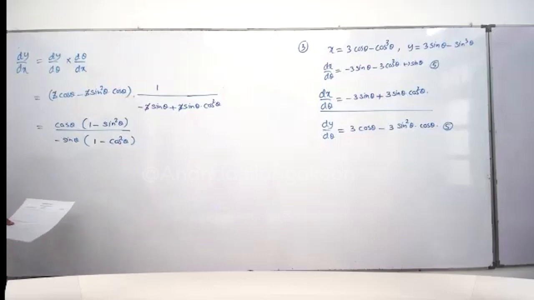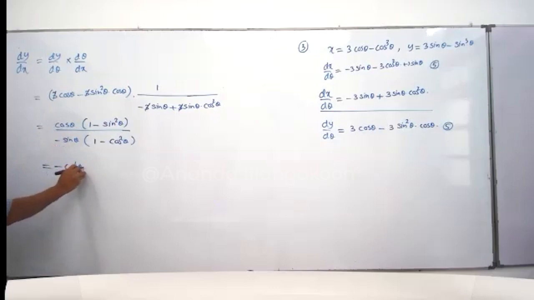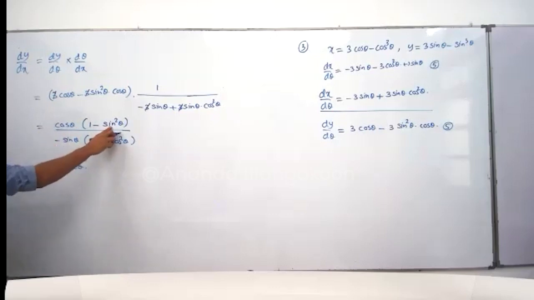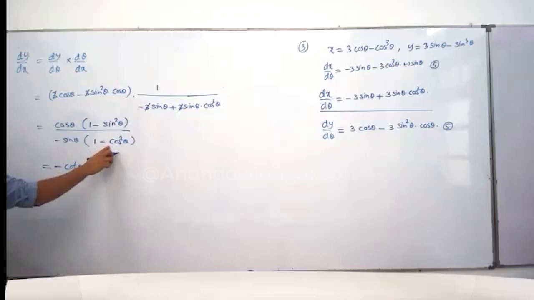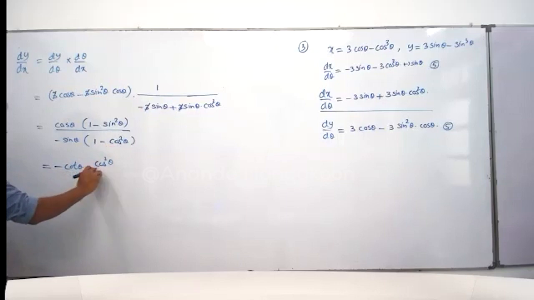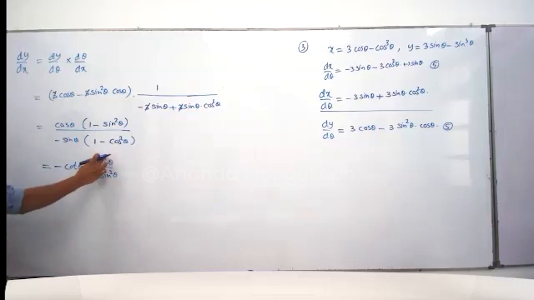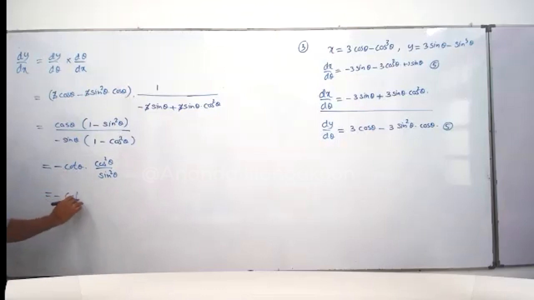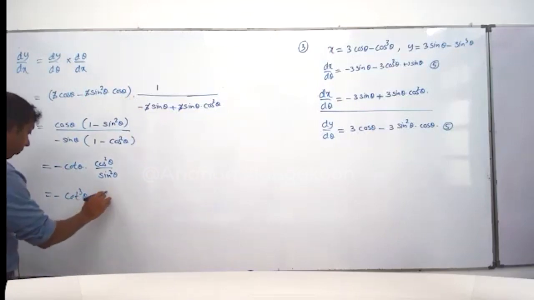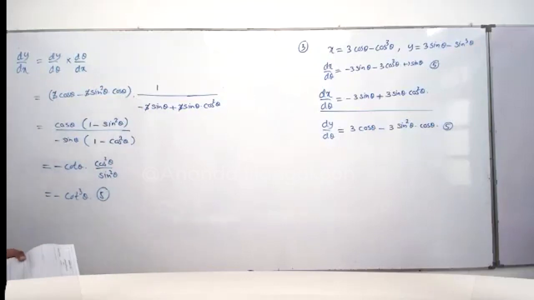Then you can see here, plus and minus gives minus cos theta. Here 1 minus sin square theta is cos square theta, and 1 minus cos square theta is sin square theta. So this is cos square theta over sin square theta. Cos squared by sin squared means cot square theta. With this, minus cot cube theta is coming. For that you get 5 marks. And next one asking.